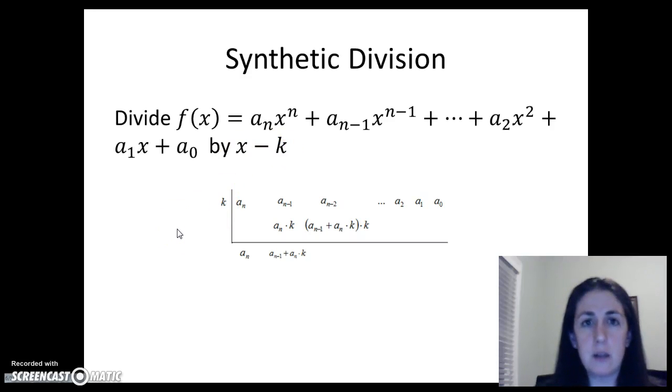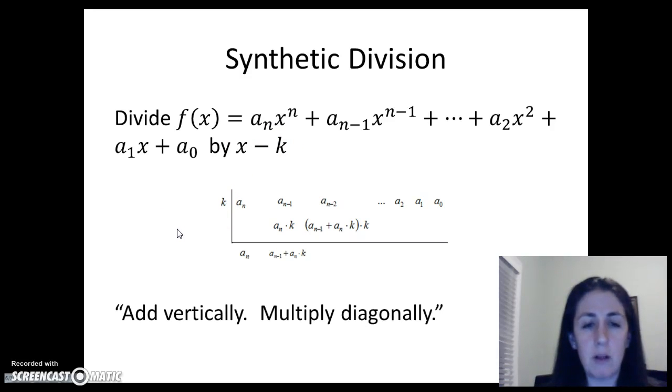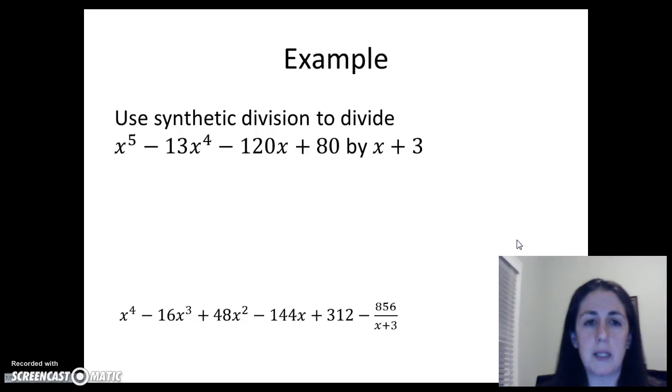And the algorithm goes: add vertically, multiply diagonally. So you're going to start by adding vertically. There's nothing to add here, so the a sub n, or the leading coefficient, drops. Then you take this k and multiply it and move it over here, so a sub n times k. Add these two values together, add vertically, and then multiply by k diagonally. Add vertically, multiply diagonally. So this will make a lot more sense once we go through an example.